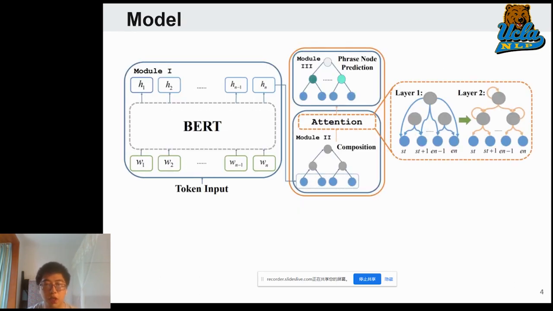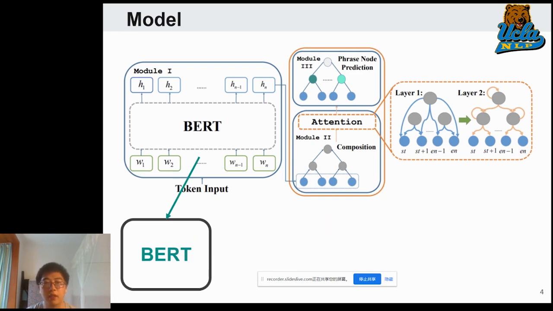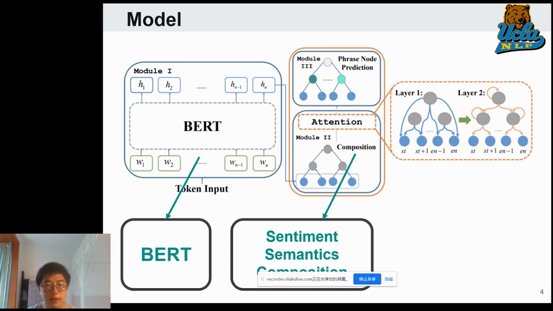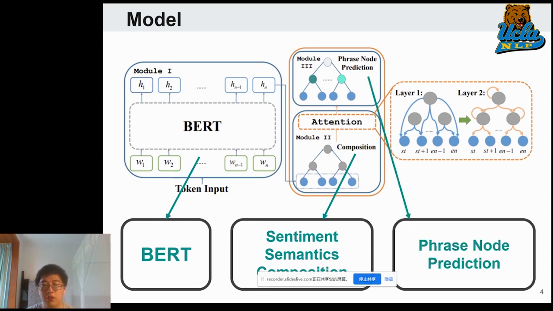SentiBERT consists of three modules. The first module is a standard BERT module that generates contextualized representation of the input sentence. The second module is an attention encoder to generate representation of constituencies in the binary sentiment parse tree. The design is inspired by recursive neural networks, and I will give you more details in the next slide. And the last module is a simple classifier that takes the representation of each phrase and predicts its phrase-level sentiment label.